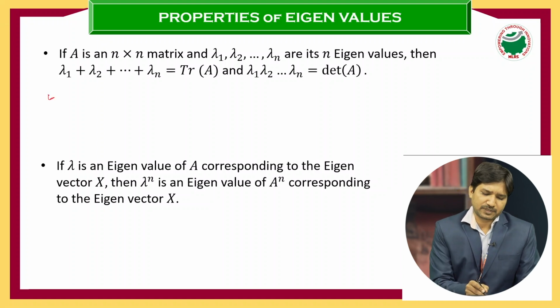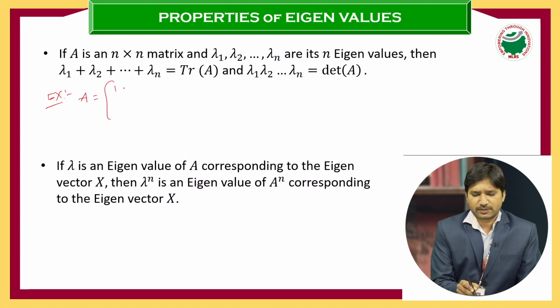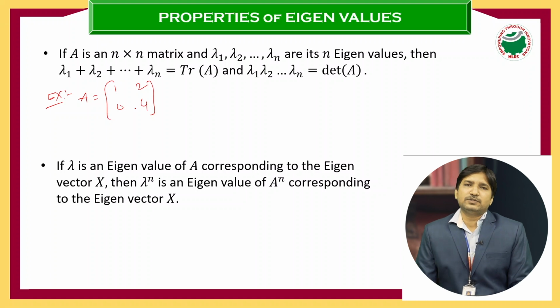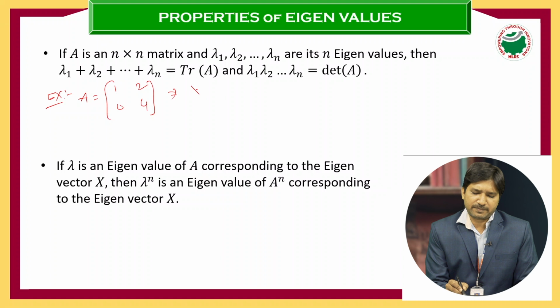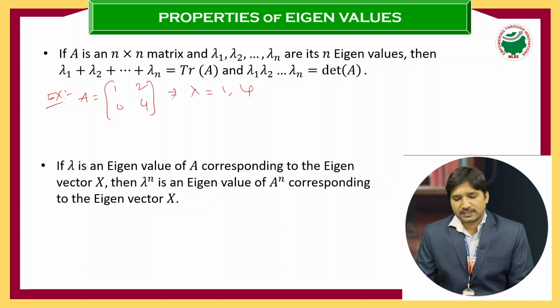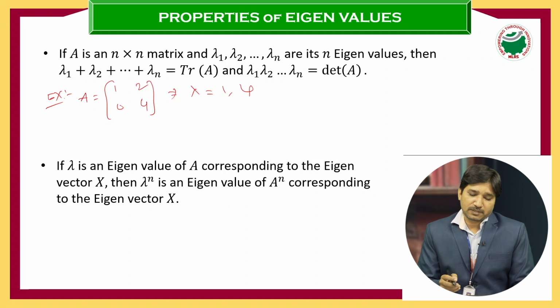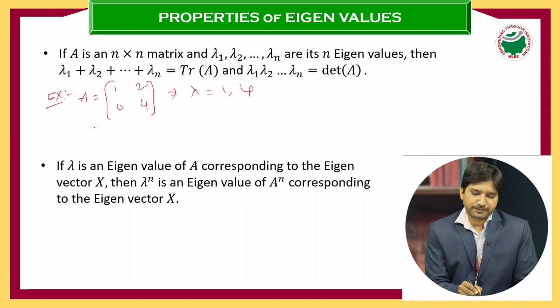For example, let us take the matrix 1, 2, 0, 4. It is a 2 by 2 square matrix. The eigenvalues of the matrix are 1 and 4. So the sum of the eigenvalues is lambda 1 plus lambda 2, that is 1 plus 4 equals 5. It is the trace of the matrix.